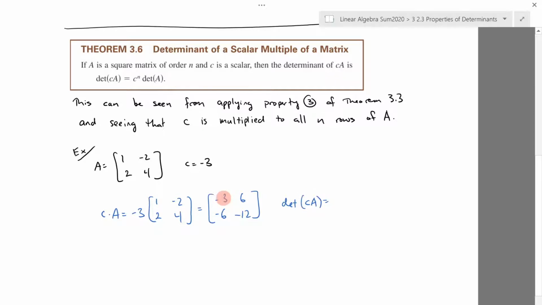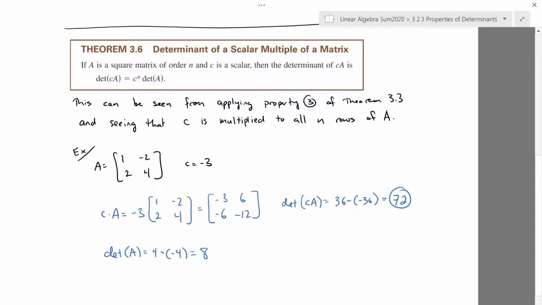Again, by using the AD minus BC formula. So what is this? This is 36 minus a negative 36. So that gives me 72. Okay, so now what is the determinant of A by itself? So again, AD minus BC, that's 4 minus a negative 4. So that gives me 8, because it's 4 plus 4.